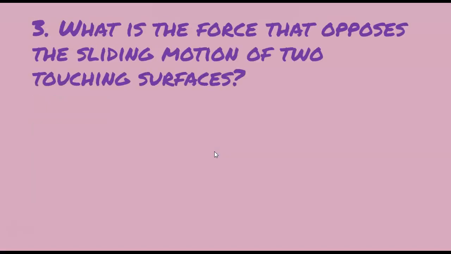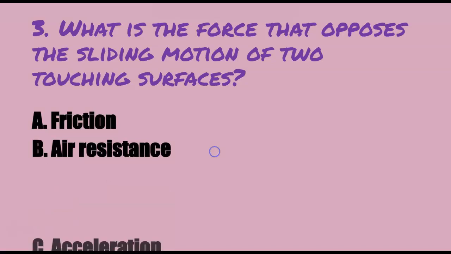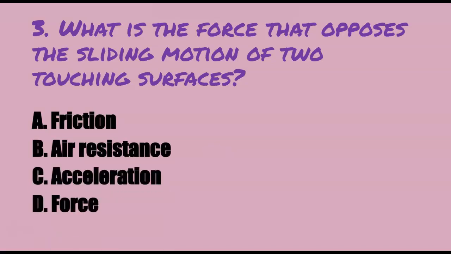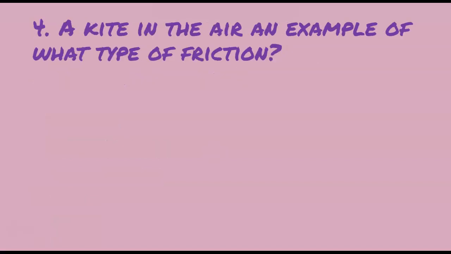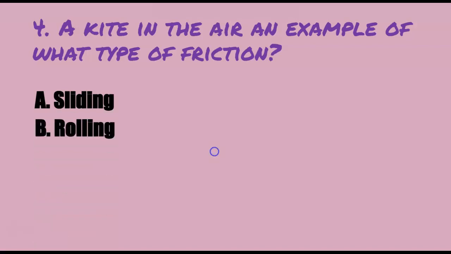What is the force that opposes the sliding motion of two touching surfaces? Is it going to be friction, air resistance, acceleration, or force? This one's going to be friction. A kite in the air is an example of what type of friction? It's kind of floating in that air. Is it sliding, rolling, static, or fluid? This one's going to be fluid.